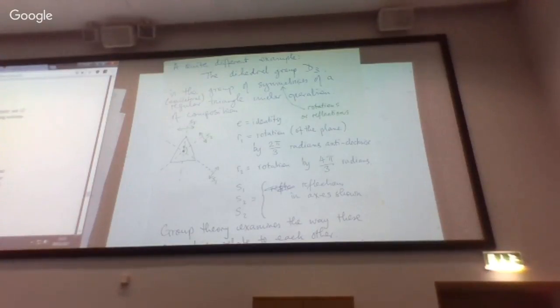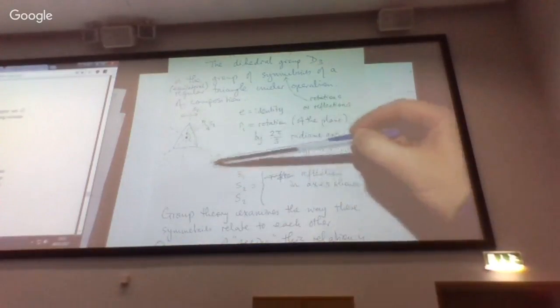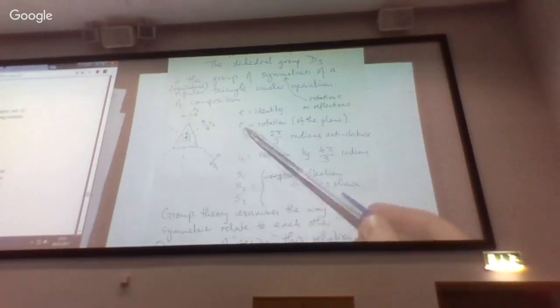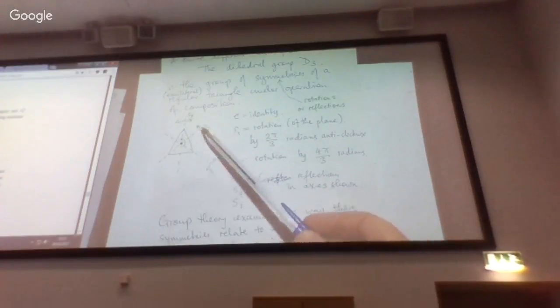And then there are 3 reflectional symmetries of the triangle through these 3 axes, which we drew across it. Each axis goes through a vertex and the midpoint of the opposite side. Okay? They all go through the center point of the equilateral triangle. So S1 is the transformation of reflecting the plane in that axis. S2 and S3.